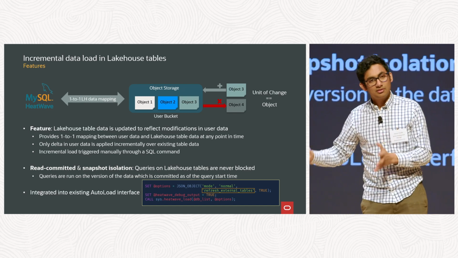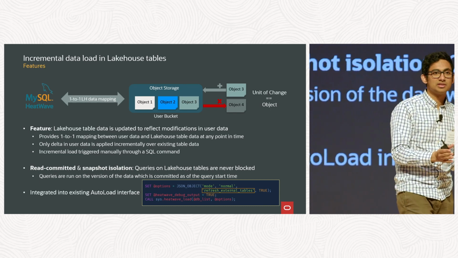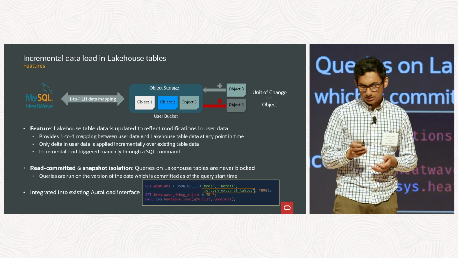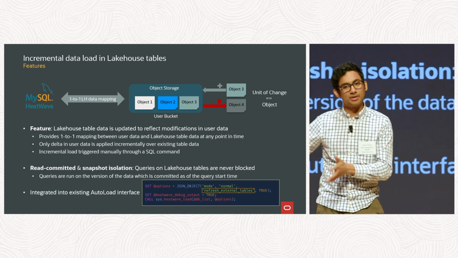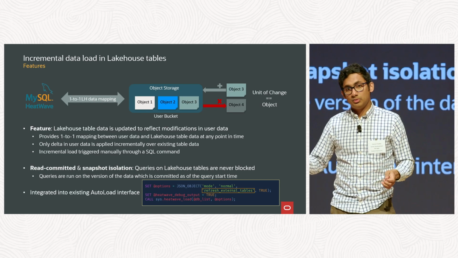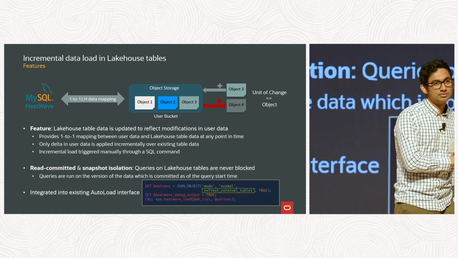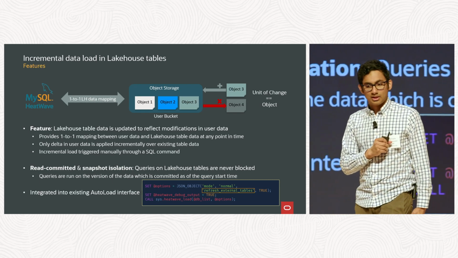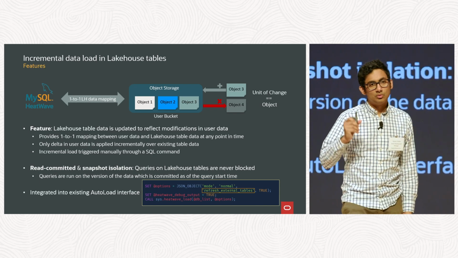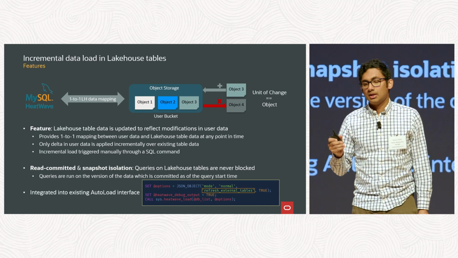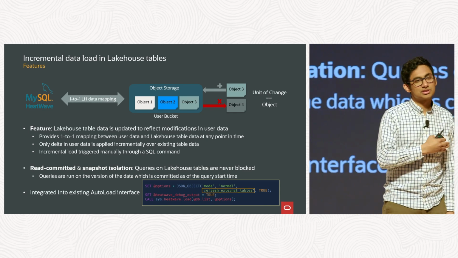With this incremental data load, we will always be able to provide a one-to-one mapping between data that is present in the HeatWave Lakehouse table and the data that is present in the user bucket in object store. We only load the delta from the last time you have loaded. So if you have loaded some data already and you add one more object, or you add 100 more objects, we'll only load the delta. If you have deleted some objects, it is a very fast in-memory operation to just get rid of them.